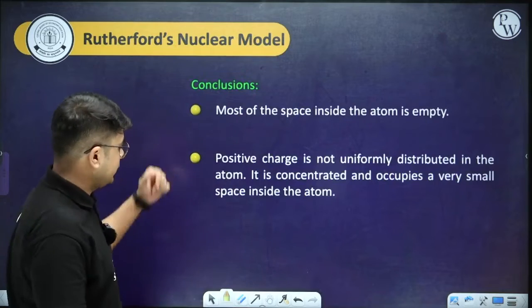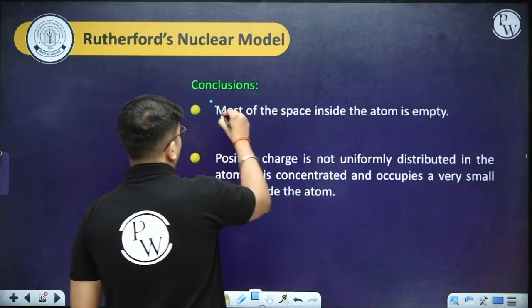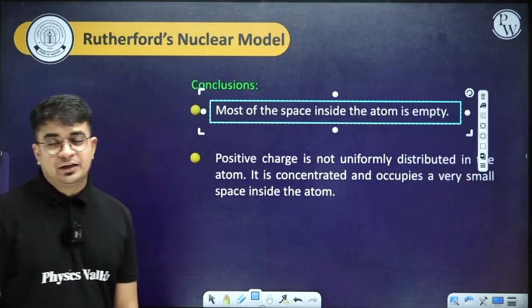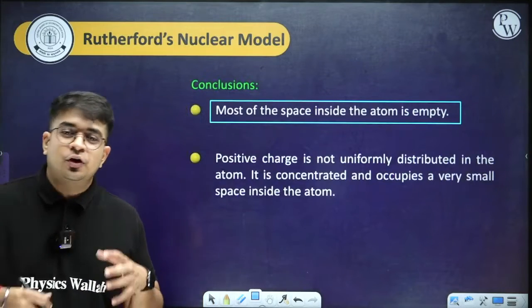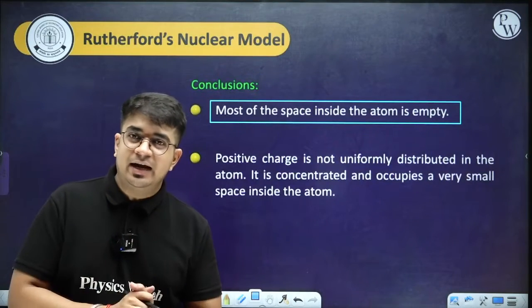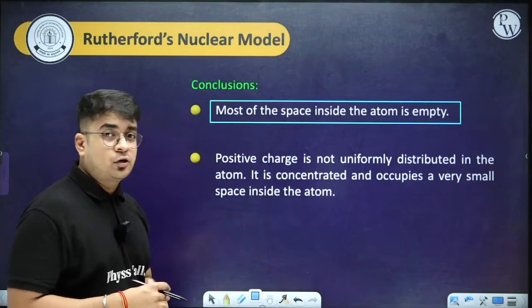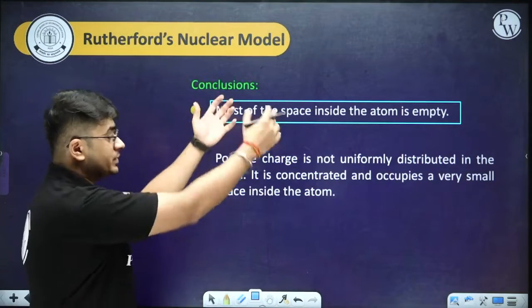So the conclusion is very easy. From this particular part, we can simply say that most of the space inside the atom is empty, which was not in accordance with Thomson's atomic model, because Thomson said that the atom is spherical in nature and the entire mass is uniformly distributed. But this experiment found out that the mass is actually not uniformly distributed. Most of the space is actually empty.